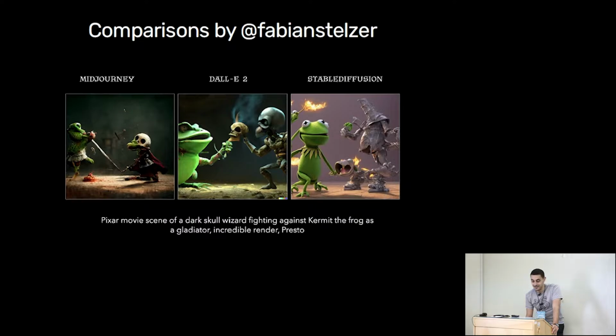But it doesn't end there. Pixar movie scene of a dark skull wizard fighting against Kermit the Frog as a gladiator, the incredible render presto. This guy on Twitter describes himself as a prompt master. Whenever I try to describe anything I want to a neural network like this, I fail.